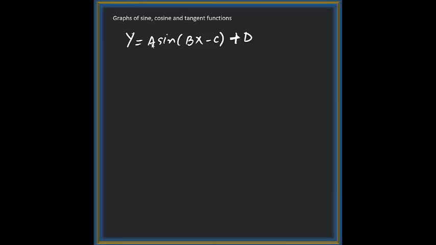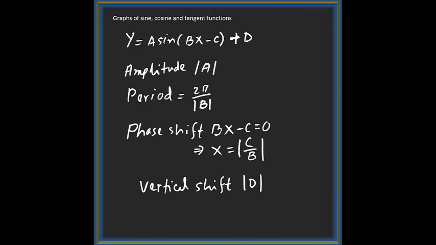Amplitude is actually the length from the center line to the max, or you can say from the center line to the minimum value of the function. So we'll figure it out from the graph. Let me write some properties first, then we'll go with some examples. So we see amplitude is A.